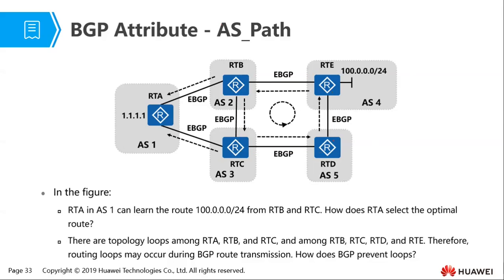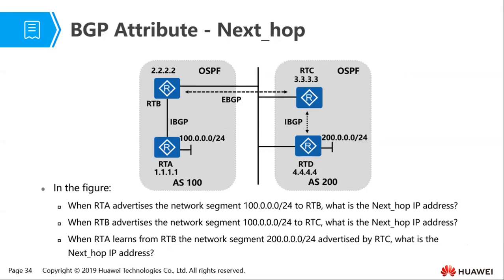Okay, so that is how the AS path is used to select the optimal route and to also prevent BGP loops. Okay, so let's see the next one. The next hop.